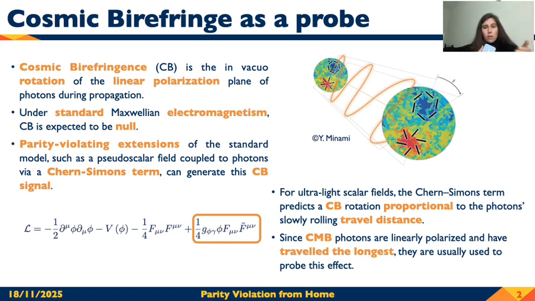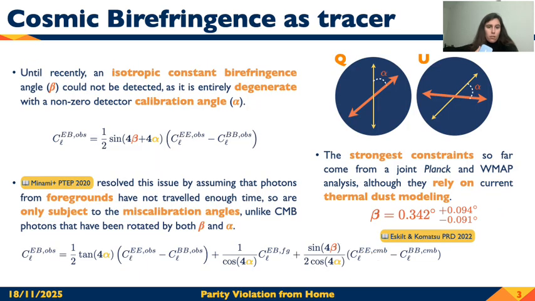So since the CMB is the oldest light that we have, it will be the best observable to test this effect. So the idea is that as the light travels and the polarization plane is rotated, it will lead to a mixing of the E and B modes, creating a non-zero EB contribution, which in lambda CDM would be expected to be 0. The problem is that until very recently, we thought that we wouldn't be able to detect an isotropic birefringence angle because it was fully degenerate with a possible miscalibration of the polarization angles of your detectors, which I'll call alpha.